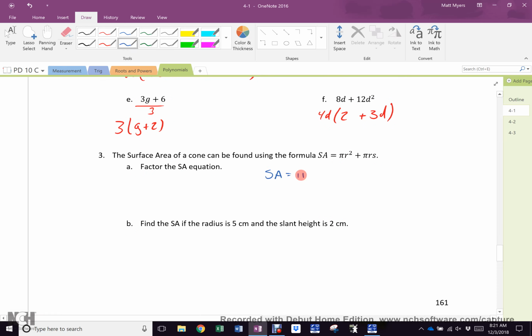SA equals pi r squared plus pi rs. Factor that. Why is this here when we did surface area so long ago? Why is it here? Because this math also applies to that. Yeah, the skills of factoring are useful all over the place. Watch what happens when you factor this. What's the same in both? Pi and r. So what's the greatest common factor?